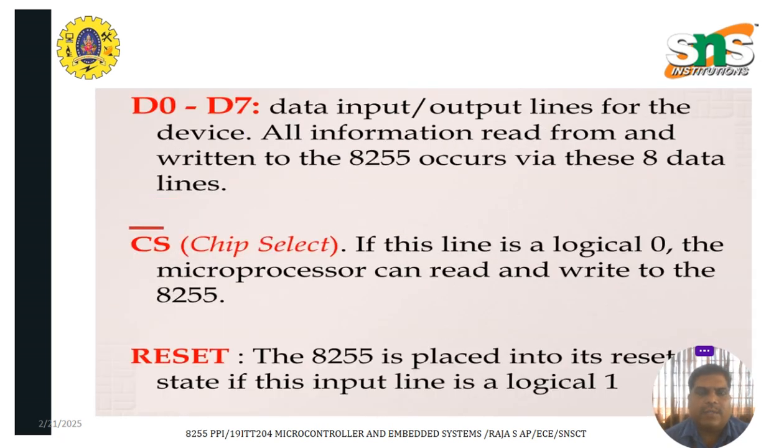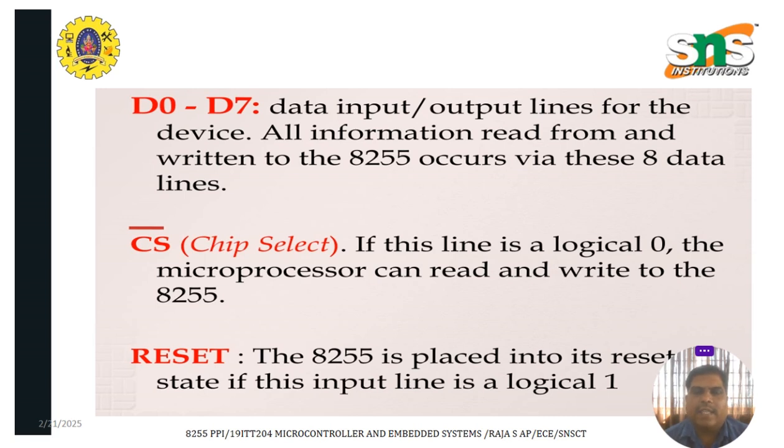D0 to D7 are the data input and output lines for the device. All information read from and written to the 8255 occurs via these 8 data lines. CS bar is the chip select. If this line is logical 0, the microprocessor can read and write to the 8255. When this pin is at a higher level, or 1, there is no connectivity between the 8255 and the microprocessor. Only when this pin is at 0 or a lower level are the 8255 and the microprocessor connected.